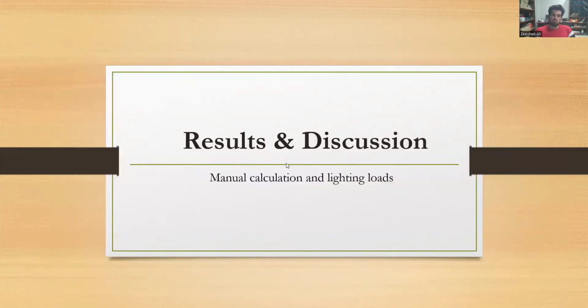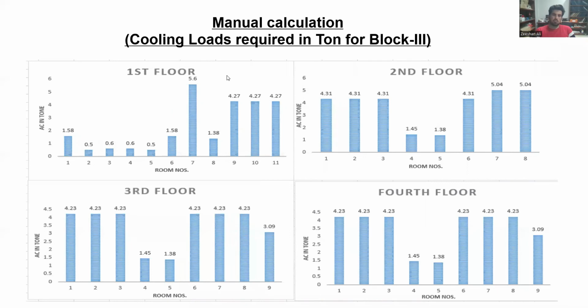Now, results and discussion. Here we discuss the results we got from the manual calculation. This figure shows the cooling loads required in tons for block 3 as per our manual calculation. So for each room, this shows for room 1 of block 3, 1.58 tons, for room 2, 0.5, for room 3, 0.6, and also for each floor, this shows different cooling systems in tons.